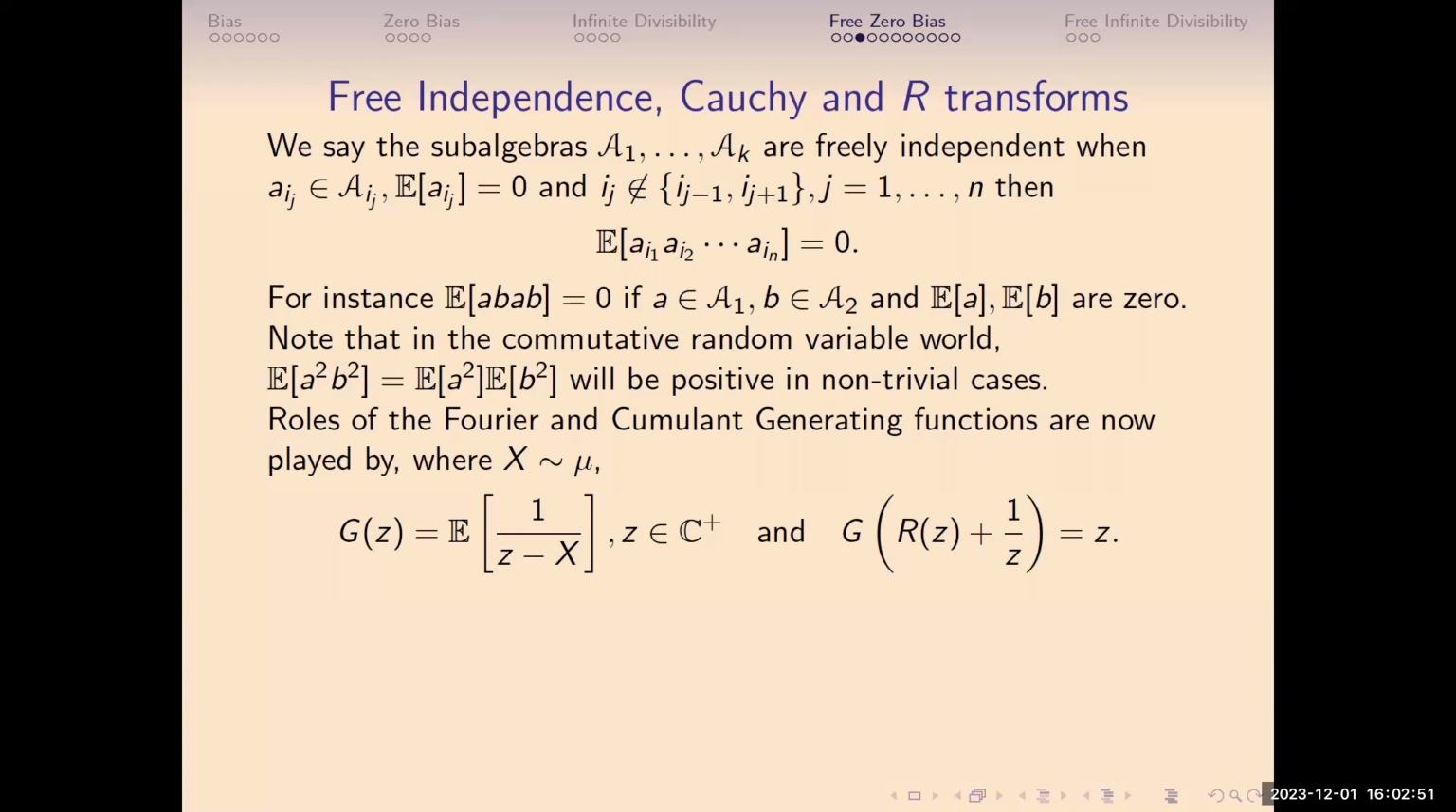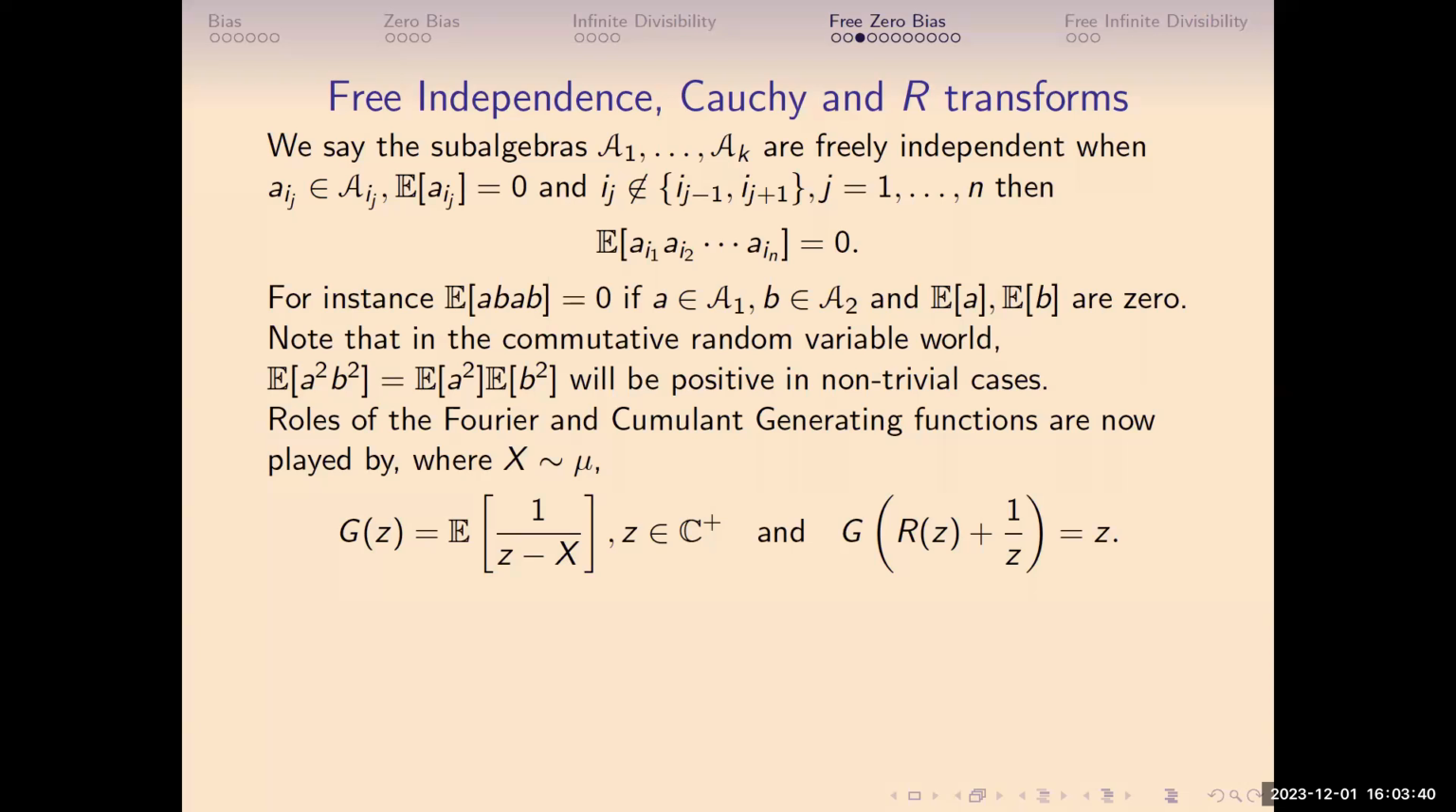Okay, so now we take a string of these elements. Each one of those has expectation 0, and they're coming from these different algebras, right? So like a1 is from one of them, but the one next to it is from a different one. So we're imposing the condition that whether it's to your right or to your left, it's from a different algebra. Okay? And these are freely independent when the expectation of this product is 0 every time, for all ways we can do that. So that kind of looks familiar, right? It's like the expectation of the product is the product of the expectations. Okay, so that's the idea of free independence. So for example, a simple example: if we've got A from algebra A1 and B from algebra A2, and those are freely independent, then the expectation of AB is 0, right?